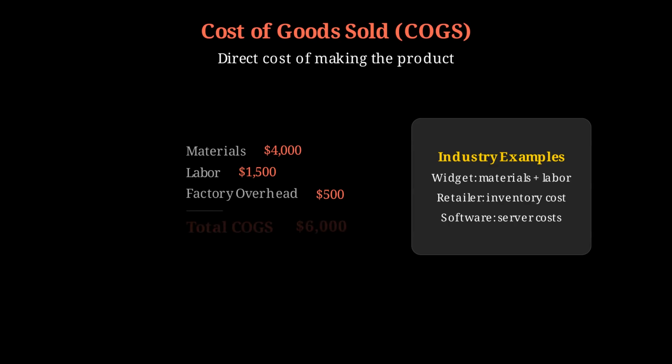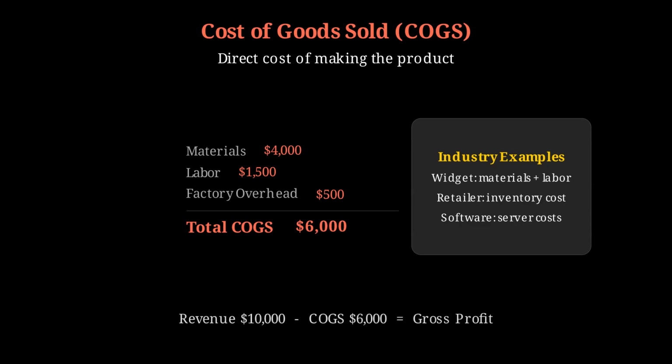COGS does not include salaries of the sales team or rent for the office. Those are operating expenses, which come later. COGS is only the cost directly tied to producing the product. If you sell 1,000 widgets and each widget costs $6 to make, COGS is $6,000. COGS is subtracted from revenue to get gross profit.